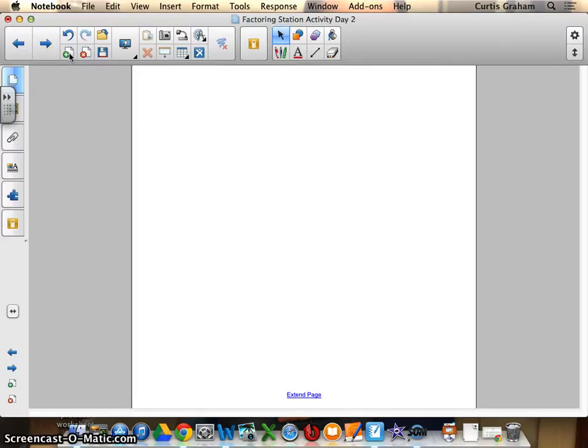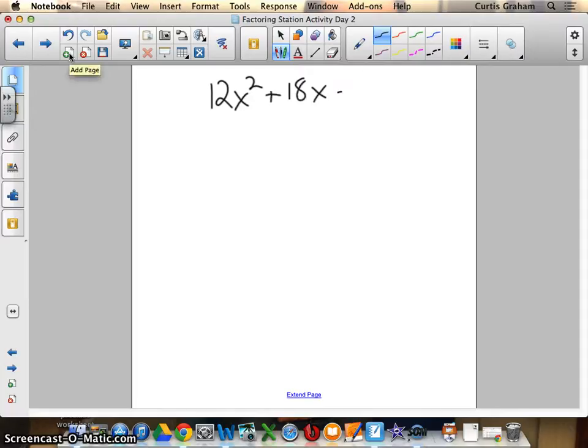Alright, let's look at one more example. 12x squared plus 18x minus 12. I'm trying to get 18 through subtraction. Hold on a second, Graham. 12 times 12, that's a big number with a lot of factors.